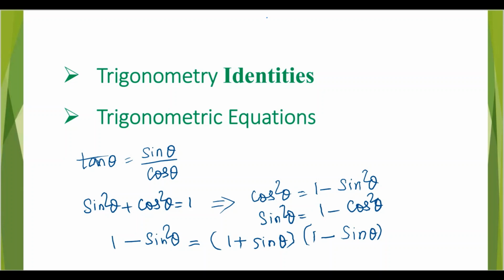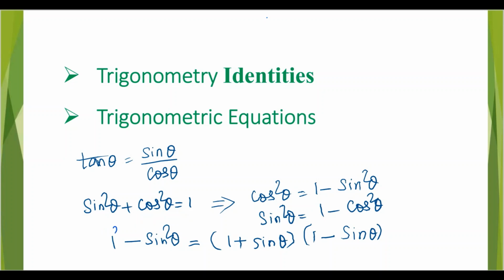Before that, let's revise some of the basics of trigonometry. Tan theta equals sin theta over cos theta. Sin squared theta plus cos squared theta equals 1, from which we can write cos squared theta equals 1 minus sin squared theta, and similarly sin squared theta equals 1 minus cos squared theta.